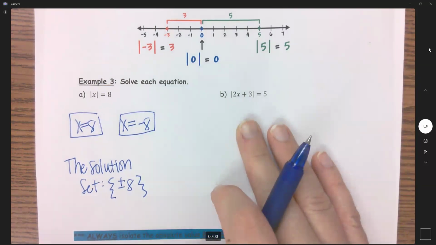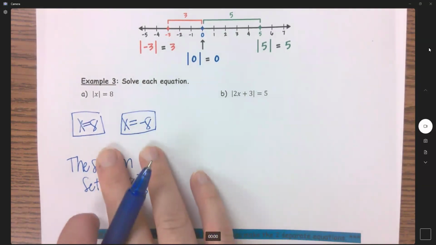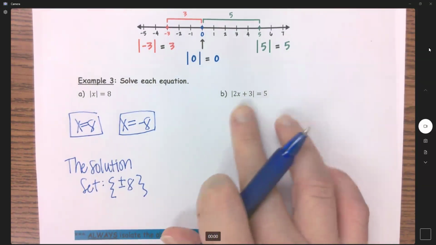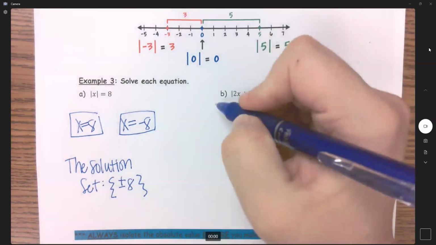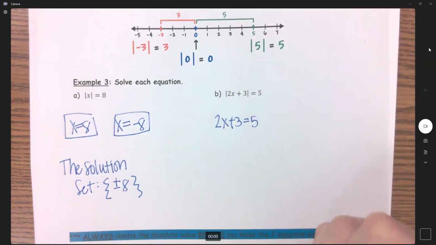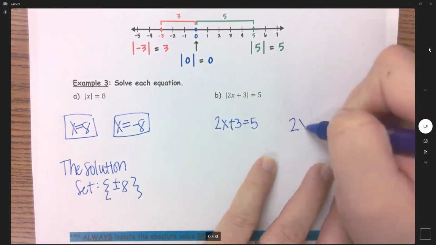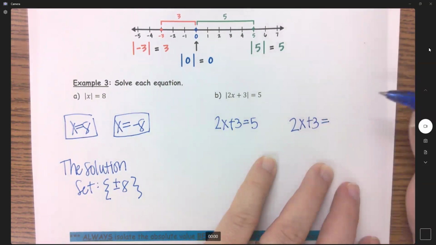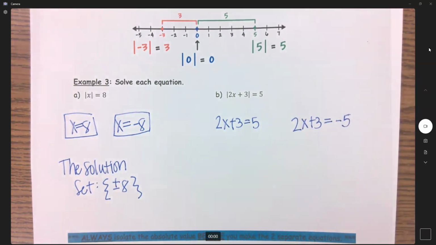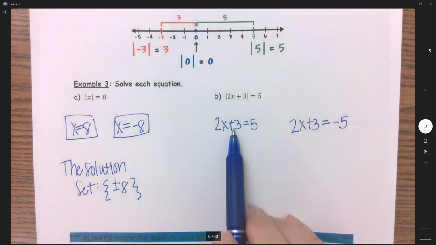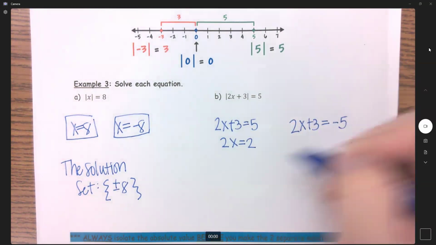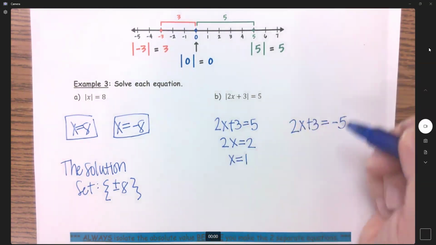Okay, so using that same logic, to get this to equal 5, I could have what's in here equaling +5. The 2x plus 3 could equal 5. Or my other solution will be 2x plus 3 could equal -5. Okay, so let's solve these. Here we're going to subtract our 3 over to get 2x equals 2. Divide by 2 and we could get x is 1.